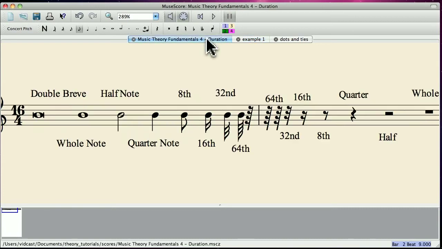Okay, good. So we could have done that same example with half notes and quarter notes. 2 quarter notes would take the time of 1 half note. 2 half notes would take the time of a whole note, and so on and so forth. So that's the concept there of the relational duration scale in music.